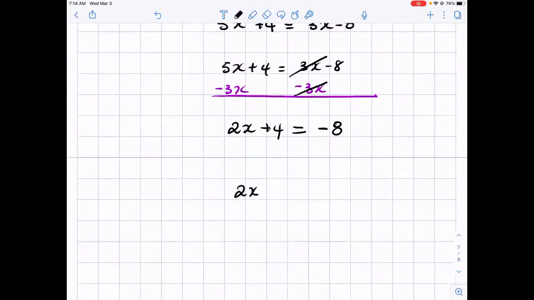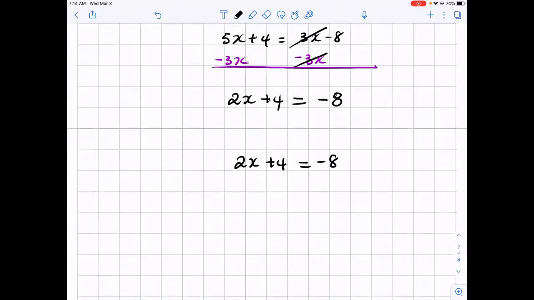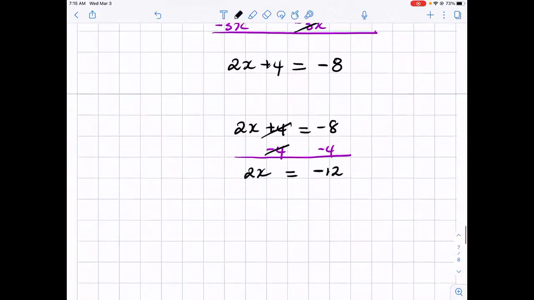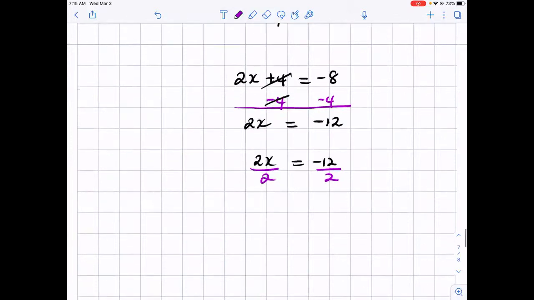So now we have 2x plus 4 is equal to minus 8. The next thing I'm going to do is to minus 4 on both sides, because I do want to leave x by itself. And that will leave me with 2x, the plus 4 and the minus 4 goes to 0, and here I have minus 12. And then, if I want to leave x by itself, I will now divide both sides by 2, and we have 2 divided by 2 is 1, so we have x is equal to minus 6.